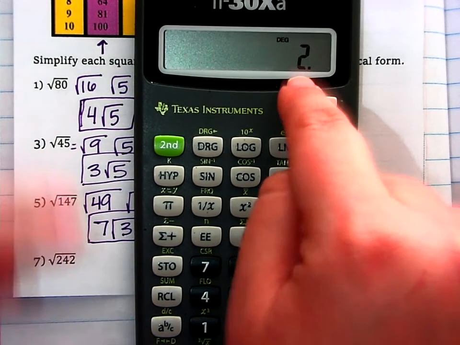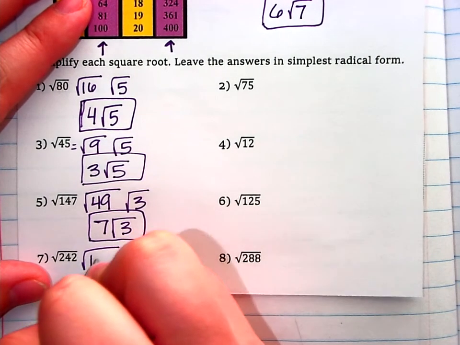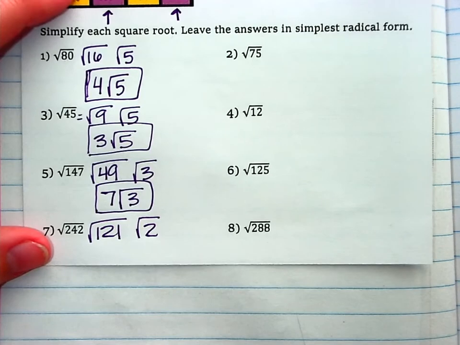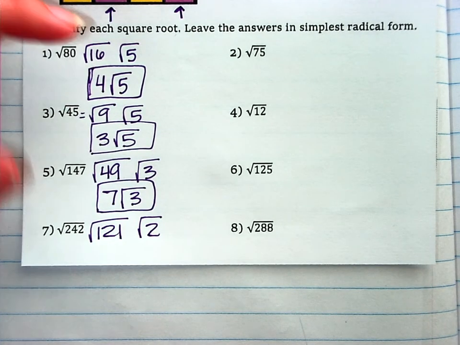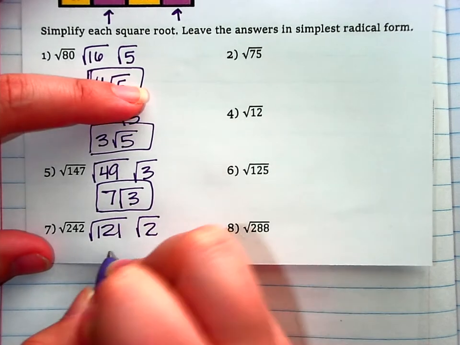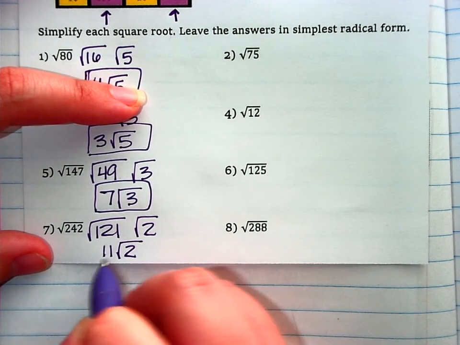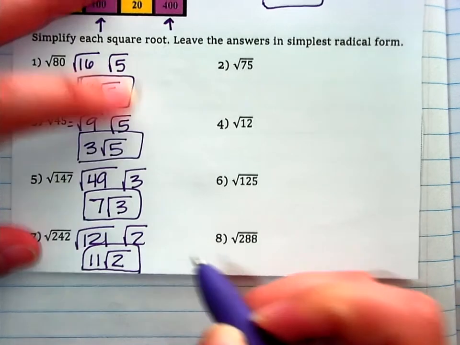Okay, so when we divided by 121, we got out 2. 2 is a small number. No other perfect square can be divided in, so that will work. 121 times 2 is 242. The square root of 121 is 11, and we do not know the square root of 2. It's some really long decimal, so we'll leave it like that.